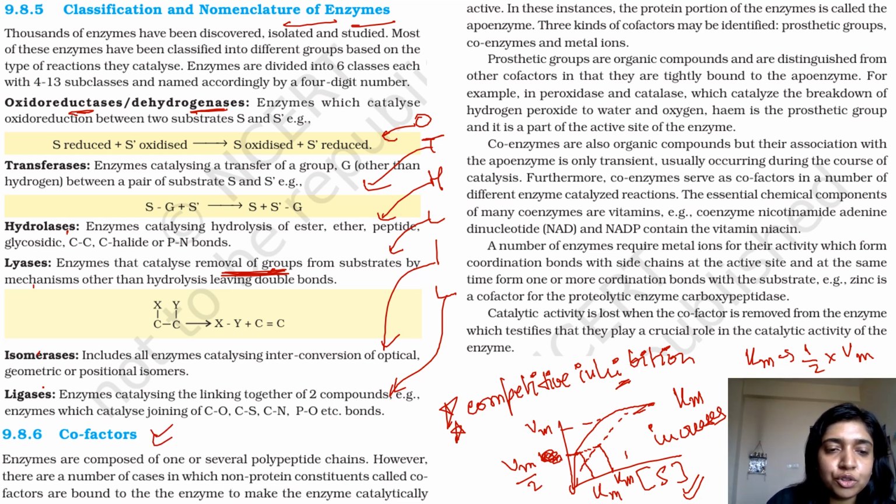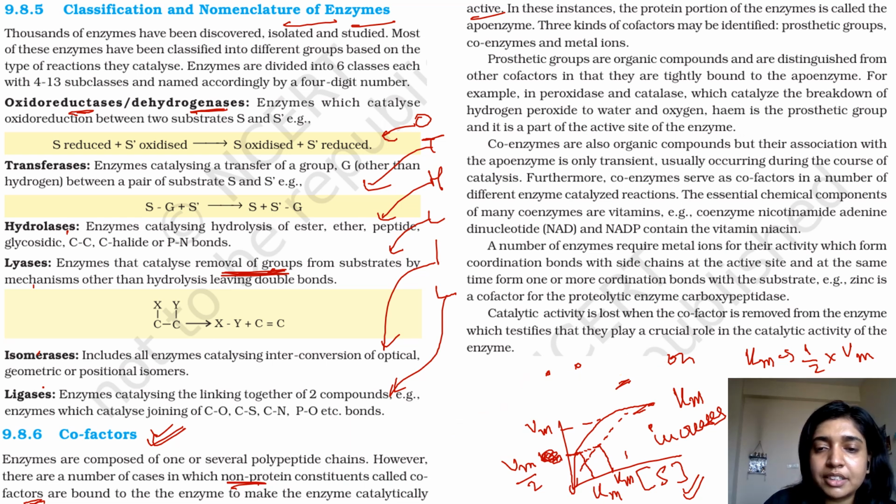Then we are talking about cofactors. A lot of questions have come from this part. So pay attention. Enzymes are composed of one or several polypeptide chains. However, there are a number of cases in which non-protein constituents called cofactors are bound to the enzymes to make enzymes catalytically active.